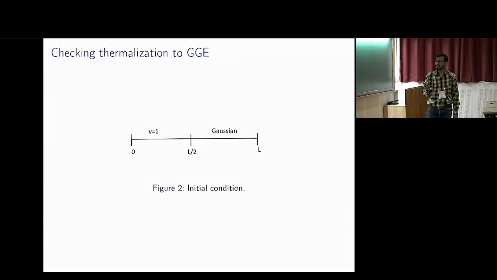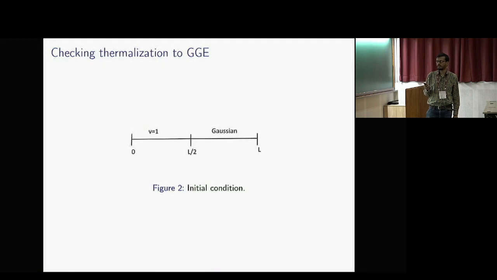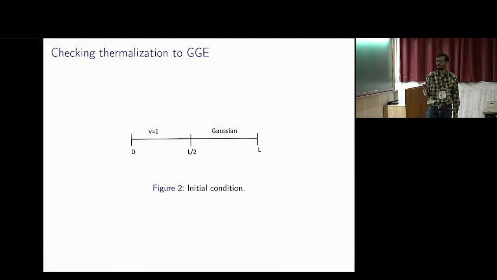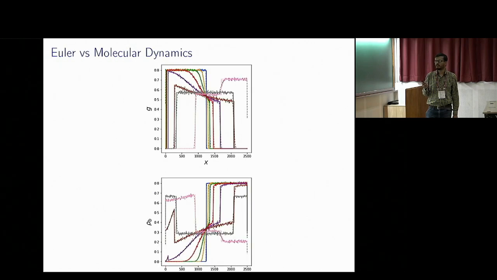The initial condition I'm going to take is that all particles in the first half have unit velocity, and in the second half have a Gaussian distribution. I let this evolve in a simulation, and I compare the prediction of the Euler equation with that of molecular dynamics, and we found good agreement between the two.